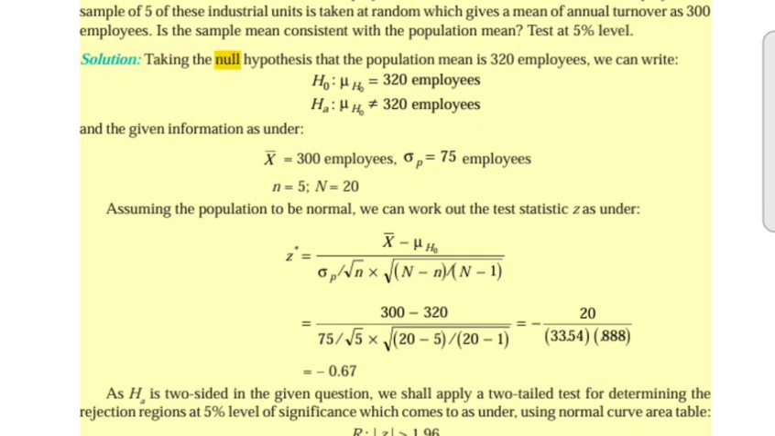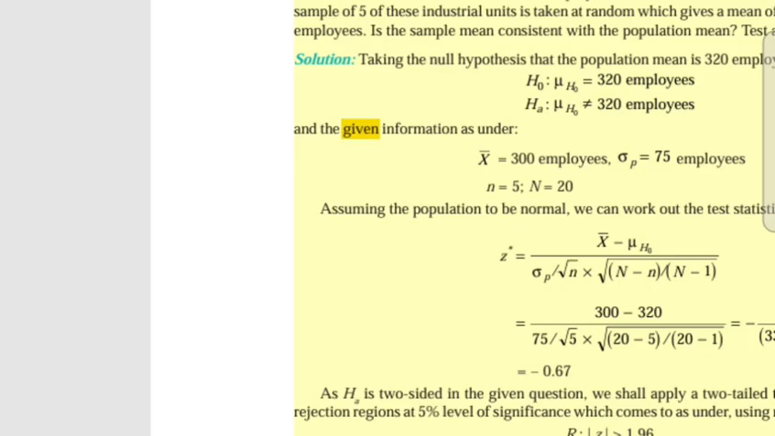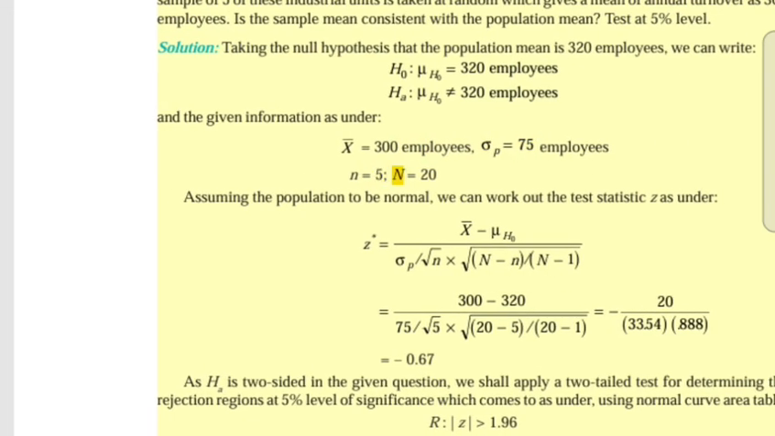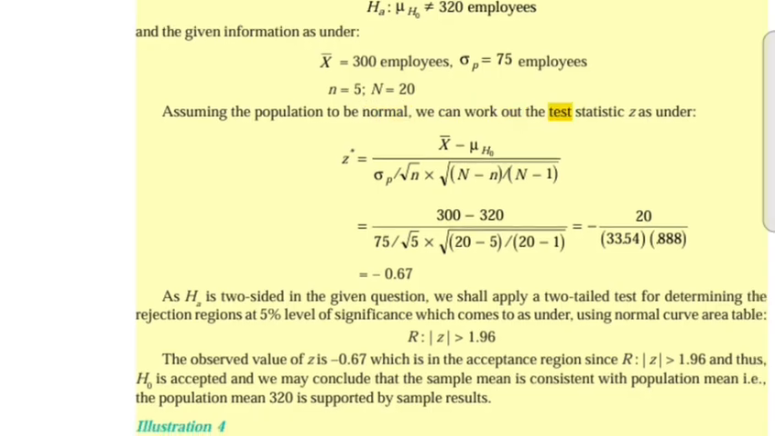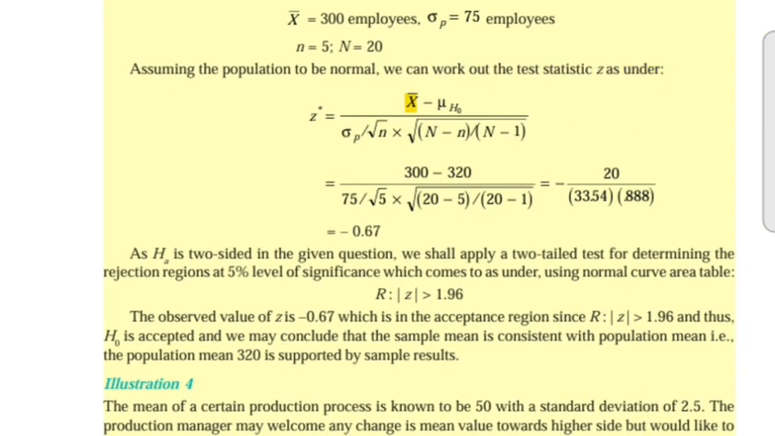Solution. Taking the null hypothesis that the population mean is 320 employees, we can write H0: mu = 320 employees, Ha: mu not equal to 320 employees, and the given information is as under: x-bar = 300 employees, sigma_p = 75 employees, n = 5, N = 20. Assuming the population to be normal, we can work out the test statistic Z as under.